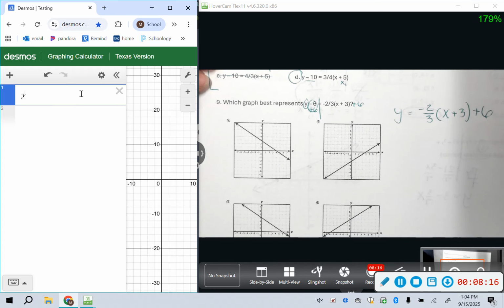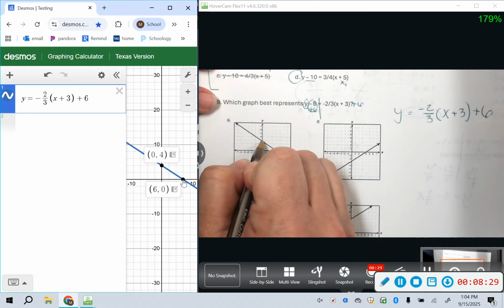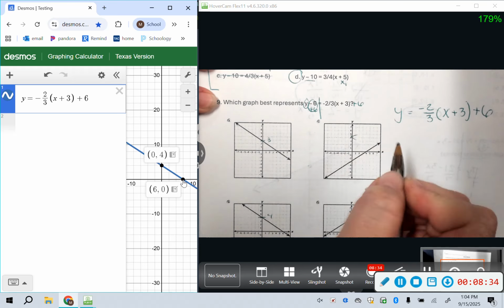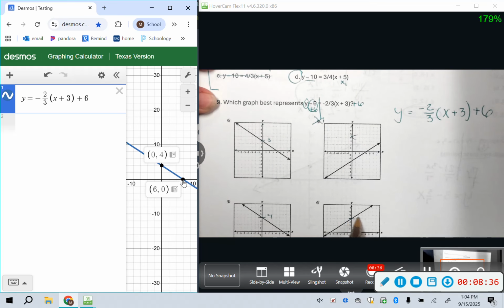So y equals, and I'm going to look at my y-intercept and my x-intercept. So my y is 4. Well, that one's at 3. That one's at 4. That one's not, so C is not my answer. And this one's also at 4. Well, again, my y-intercept is 4, so I know A is not my answer. And honestly, y'all, we can look at the slope and we see that this is my answer. It also does touch at 6, so B is my answer, sorry.